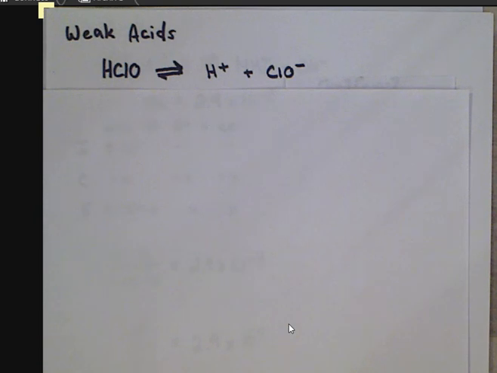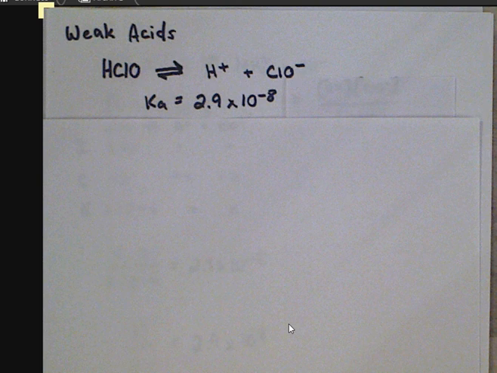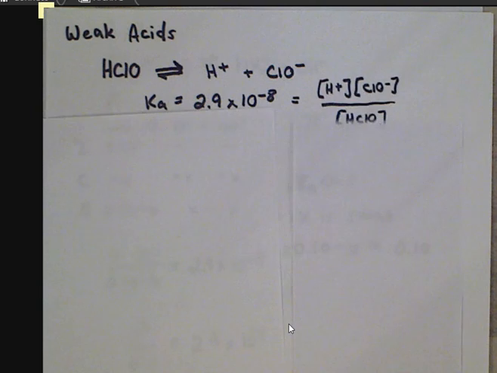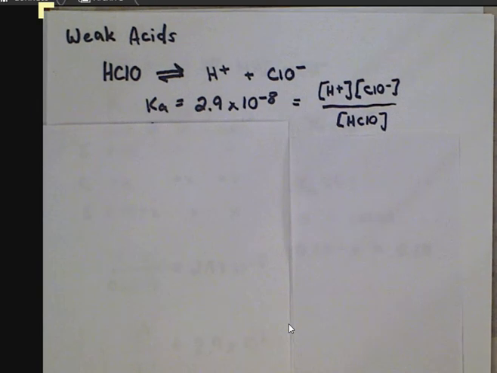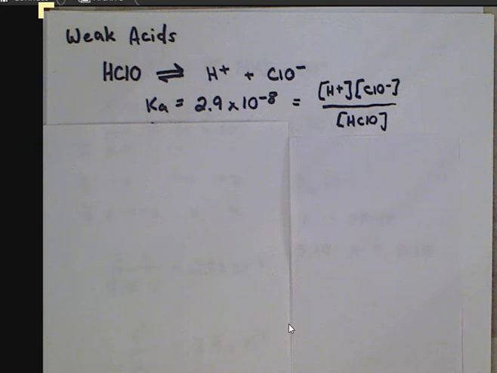Okay? And this particular acid has a Ka of 2.9 times 10 to the minus 8. Recognize that is a very, very small Ka value. Okay? There is a very limited amount of hydrogen ion that's going to be produced in this reaction. And we could write an equilibrium expression to represent that Ka value: the hydrogen ion concentration times the concentration of the hypochlorite, divided by the concentration of the hypochlorous acid.